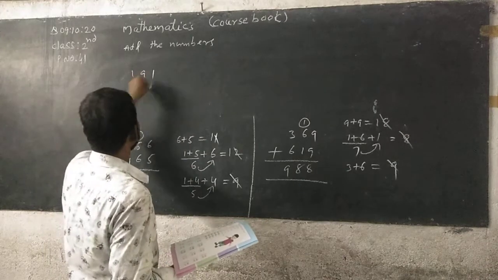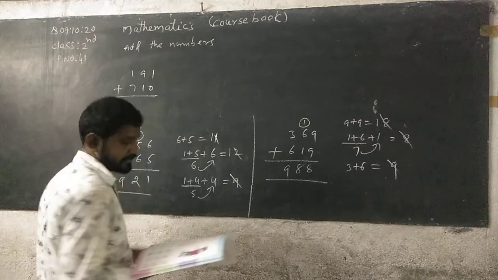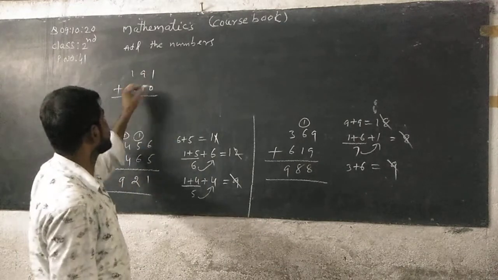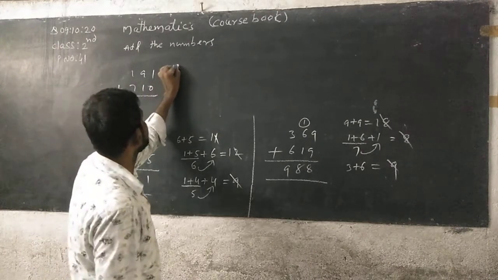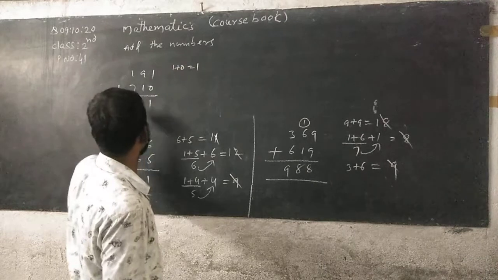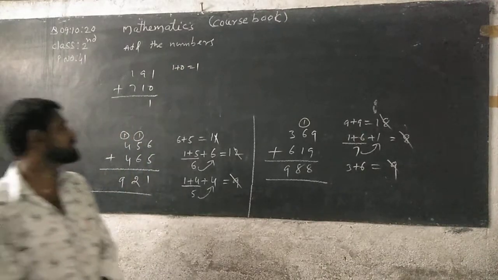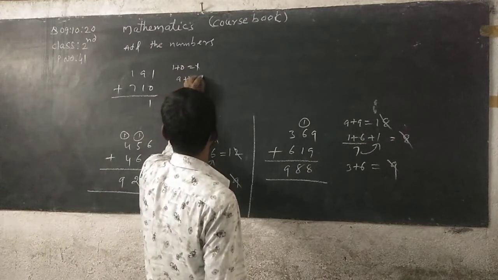Now next, 191 plus 710. See here. First we add the digits in ones place. 1 plus 0. 0 added to any number, you get the same number. 1 plus 0, you can get 1. Write down under ones place. Next we add the digits in tens place, that is 9 plus 1. 9 plus 1, we get 10.